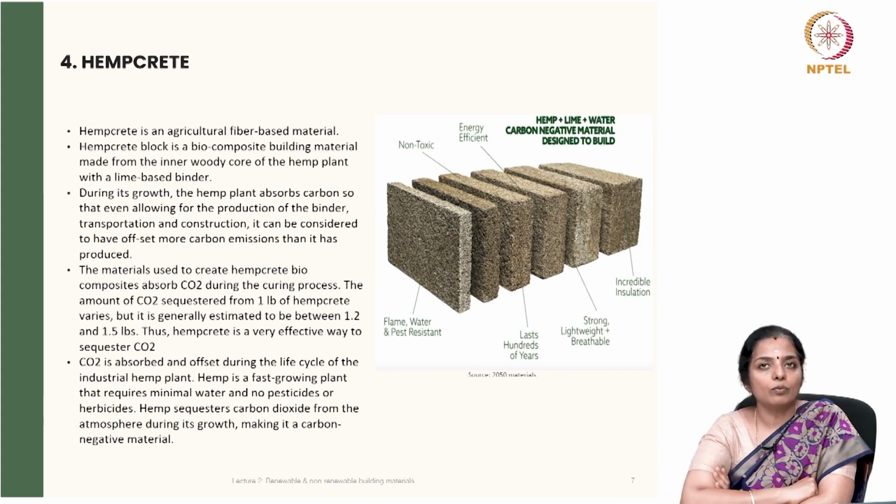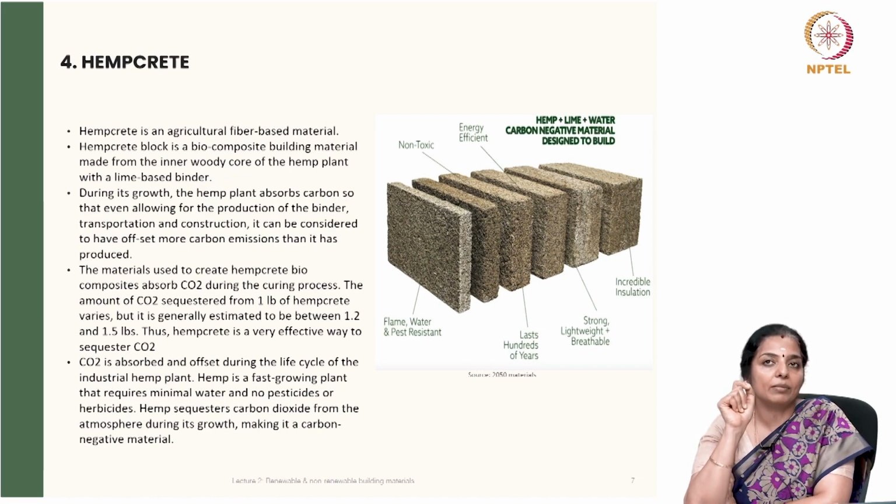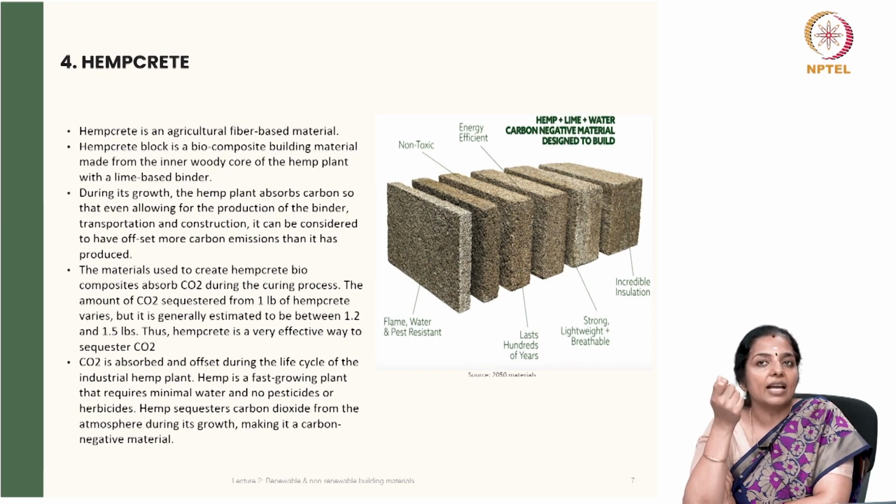The next material we will see is hempcrete. Hempcrete is an agriculture fiber based material. The hemp in the hempcrete is actually an agro based material, and when you use it in certain combination with concrete, a block can be produced which is a biocomposite building material made from the inner woody core of the hemp plant with a lime-based binder, sometimes cement-based binder.